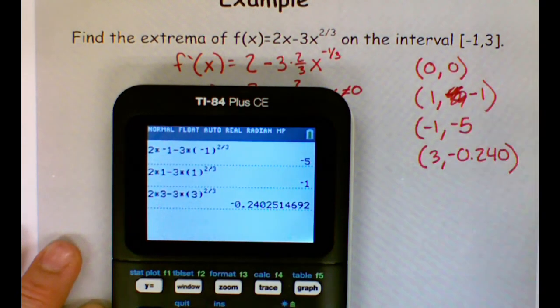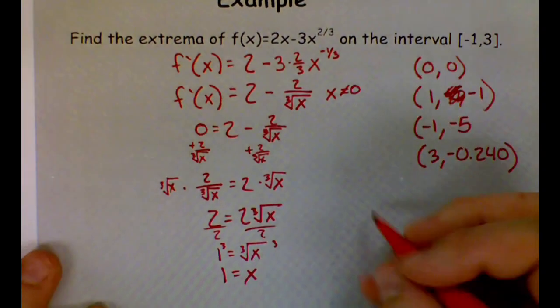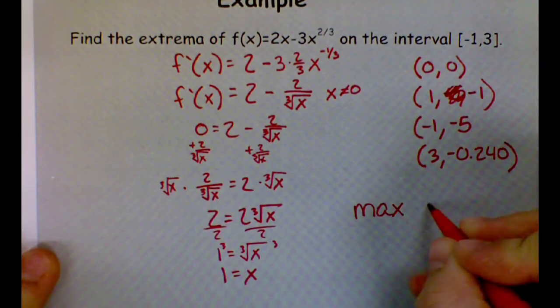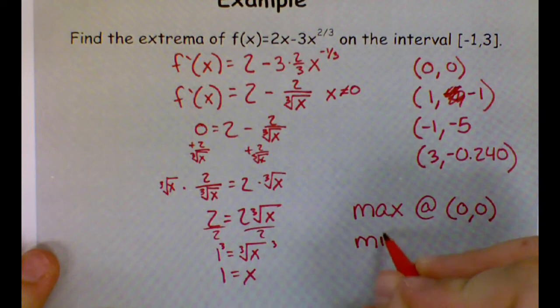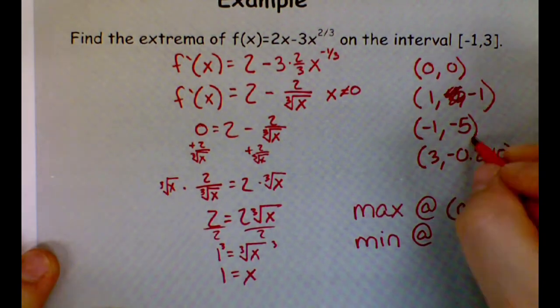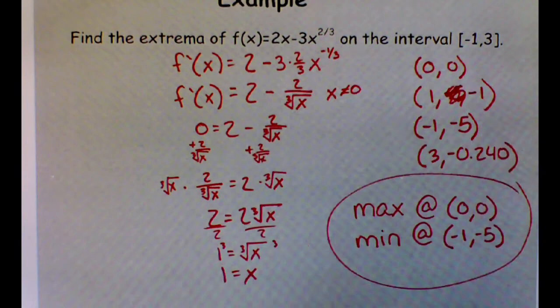-0.240. All right, that means our maximum, the biggest of these values, is 0. So max at 0, 0. The minimum, the smallest, is that -5. So my minimum is at -1, -5. And there are my answers.